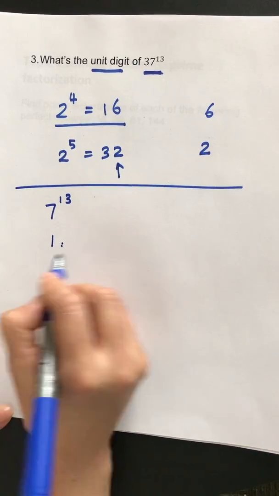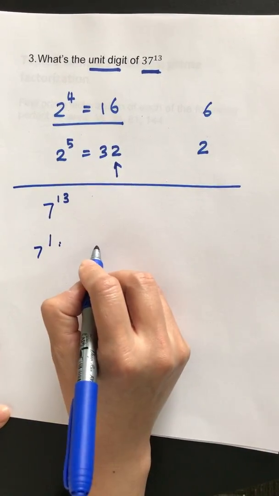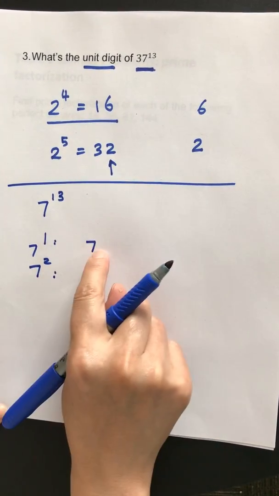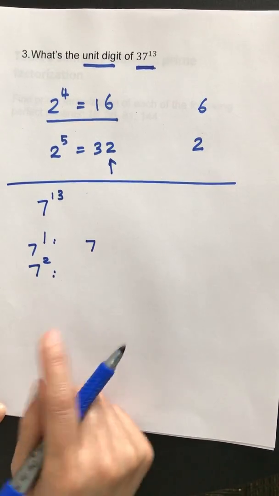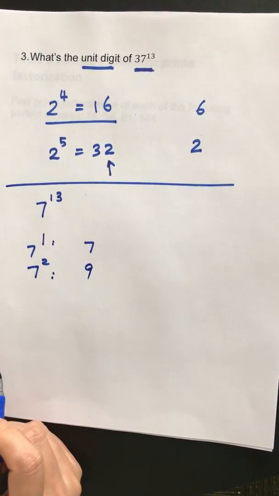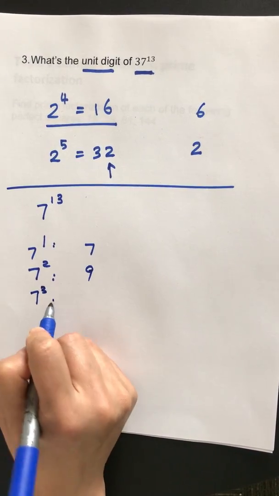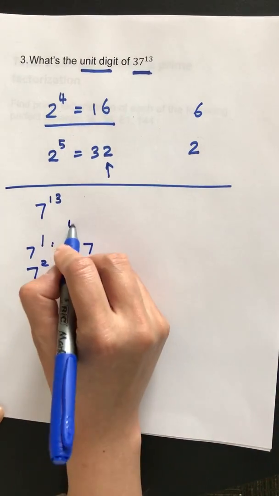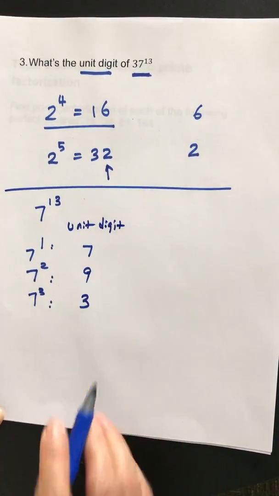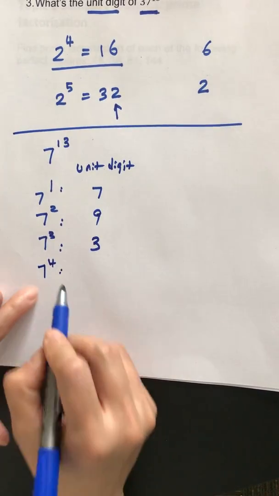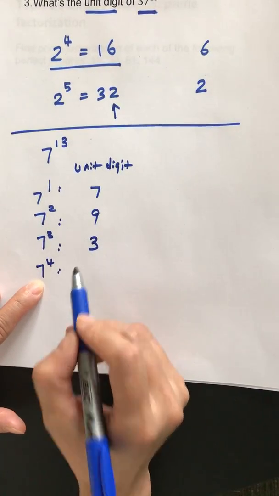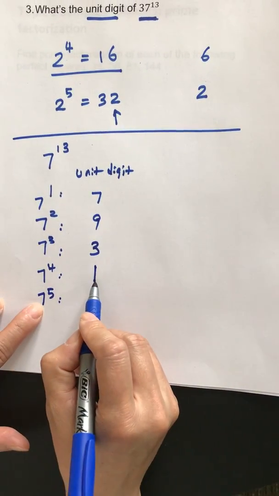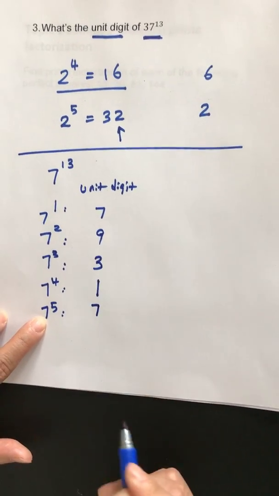If I have 7 to the 1, I have a unit digit of 7. 7 to the 2, I multiply this by another 7, which is 49, so the unit digit is 9. If I have 7 to the power of 3, multiply this again by another 7, the unit digit is 3. 7 to the power of 4, you have another 7 multiply 3, which is 21, unit digit is 1. 7 to the power of 5, you multiply this by a 7 again, so the unit digit is 7.